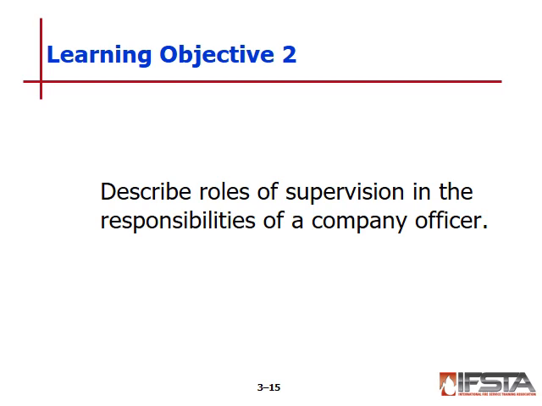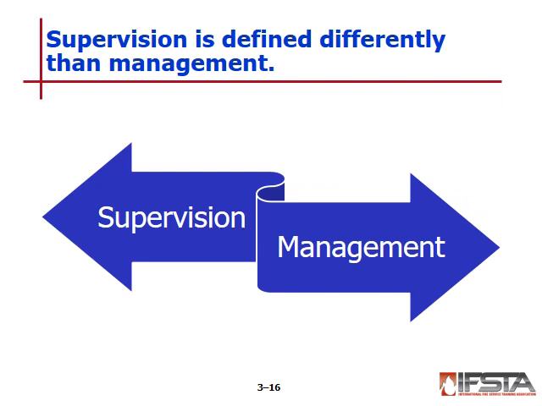Okay, our next objective. Describe the roles of supervision and the responsibilities of a company officer. Supervision versus management. Supervision includes the process of directing, overseeing, and controlling the activities of other individuals, where management refers again to the administration and control of projects, programs, situations, or organizations. And the supervisor is anyone who is responsible for the activities of one or more subordinate employees. Training in supervision and management techniques is readily available at seminars, higher education, and plenty of books out there to read.